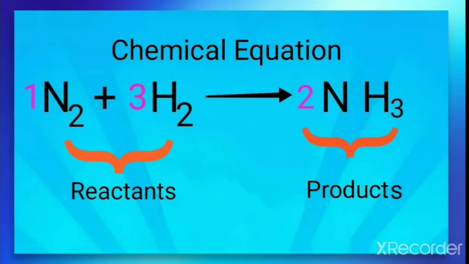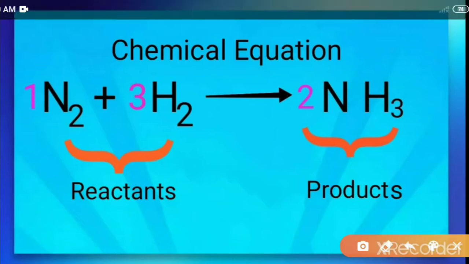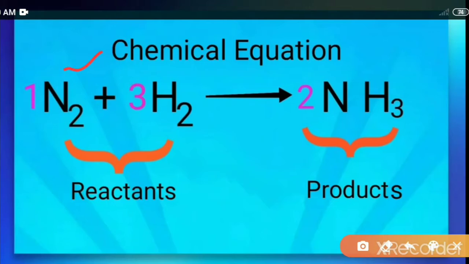You are familiar with the chemical reaction, and a chemical equation is a brief representation of a chemical change in terms of symbols and formulae of the substances involved in it. As you know, whenever you need to show a chemical change, you represent this chemical change in the form of an equation. Let us take one example of a chemical equation here, that is the formation of ammonia. Here the two reactants are nitrogen and hydrogen, and the product is ammonia.